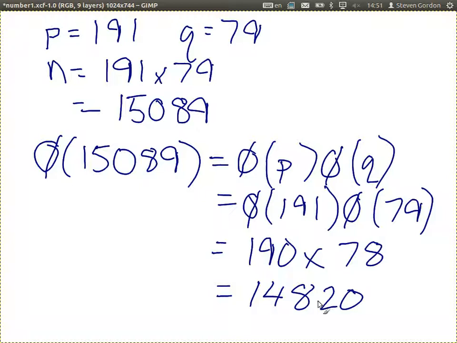Any questions on how to determine the totient of some number, Euler's totient? We've just got two theorems to present, and then we're done.